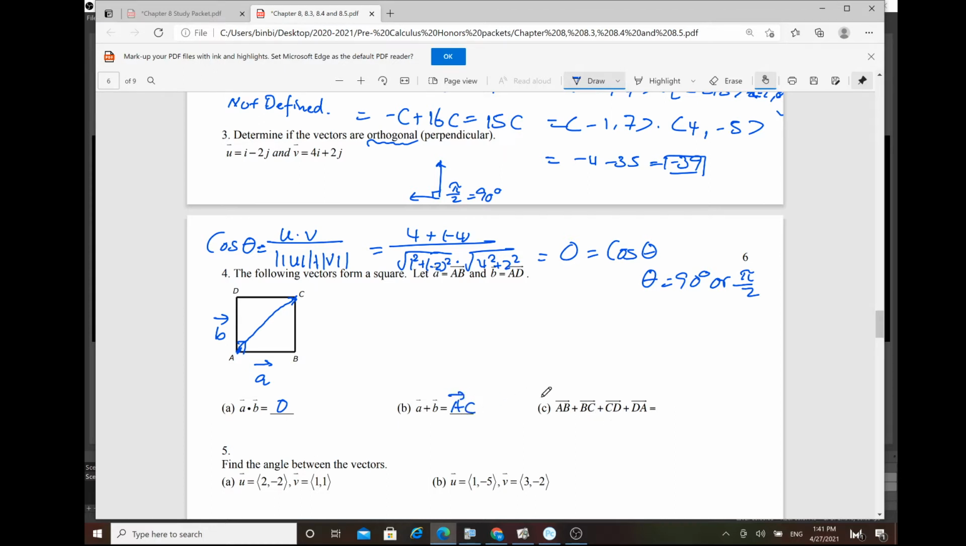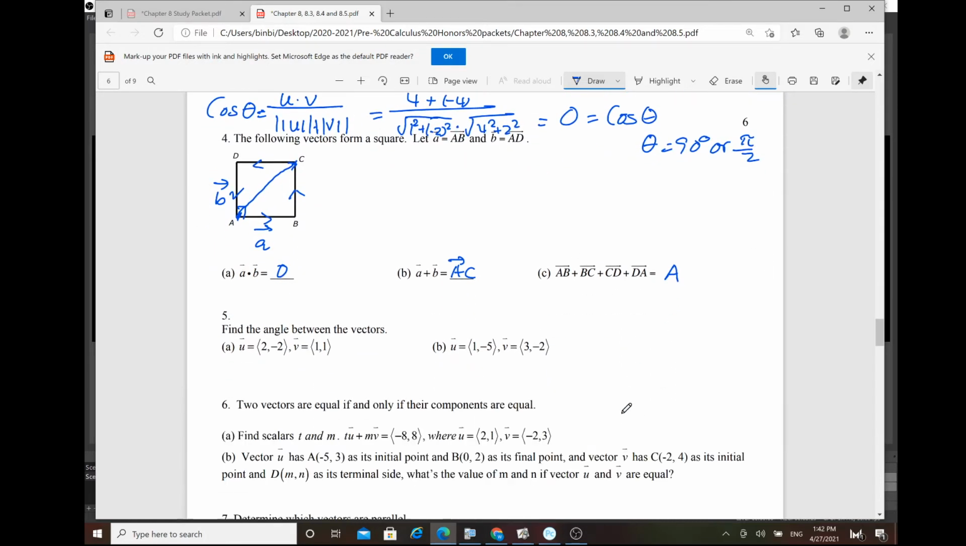And then AB plus BC plus CD, and then plus DA. Okay, so it's going back to the original position. So what is that? That just gives you the initial point, point A. Okay, so again, going this way: AB, BC, and then CD, and then DA. So going back to point A.